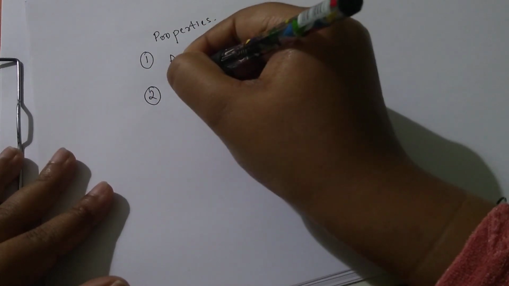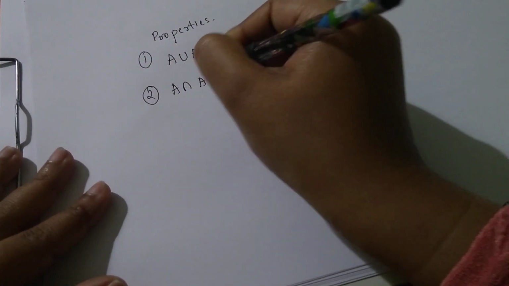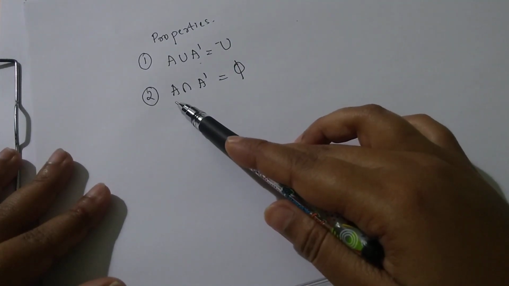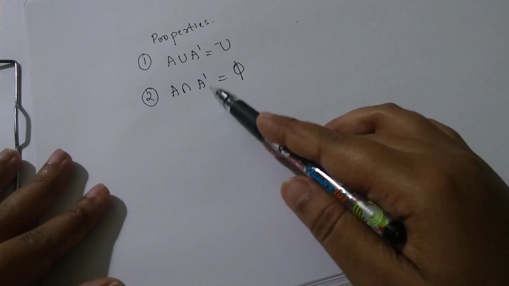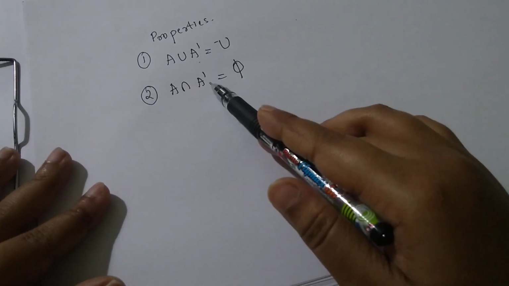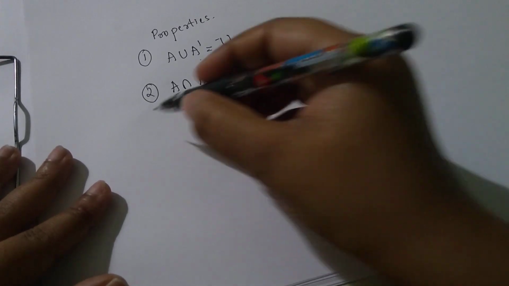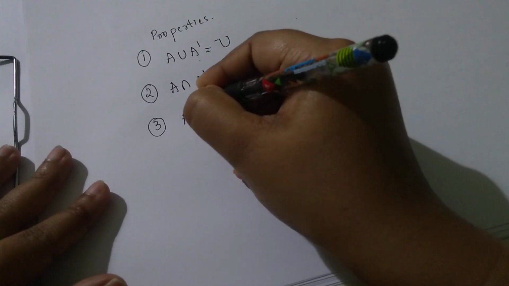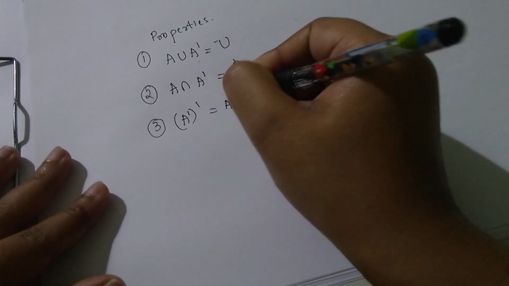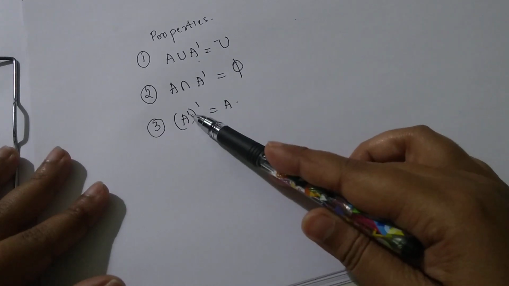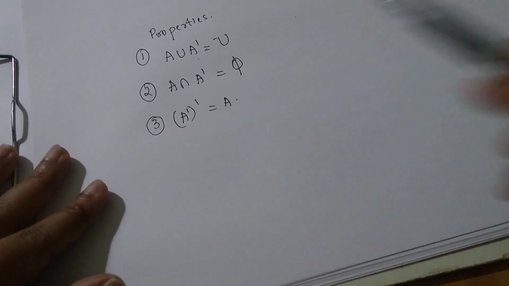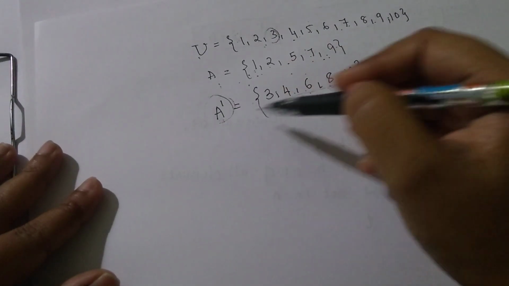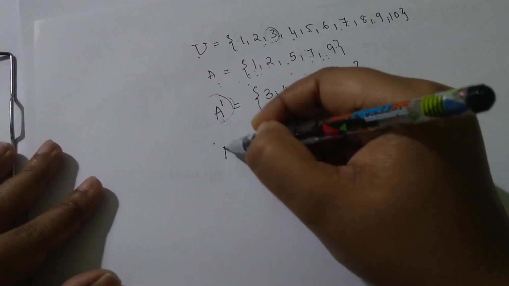The second property is: A intersection A dash is equal to the null set. As you know, the elements which are there in A will not be there in A dash. Therefore, when you take the intersection of that, it will be equal to the null set. Next, the third one, we call it the double complement. A dash whole dash will be equal to A itself. First you find the complement of A, then you find the complement of that again. For example, in the previous example, this is A dash. Now again I find the complement of this A dash.